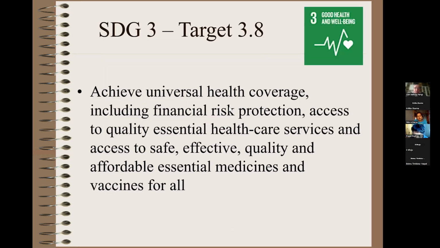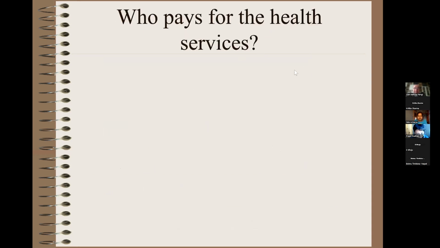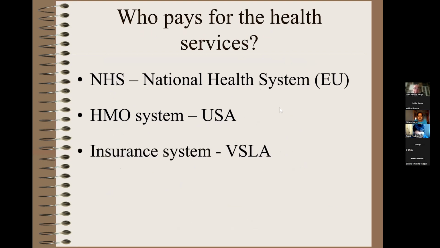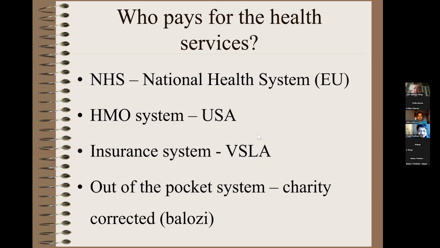Target 8, universal health coverage. And here we are opening an enormous problem. How can I offer this kind of protection? Who pays for health services? There is the national health system, like in Europe. The HMO, Health Maintenance Organization system in the USA, is a disaster. We can discuss it thereafter. Insurance systems in some countries, or what is now starting in Africa, village savings and loans associations, just to try to help, but it is an enormous problem.